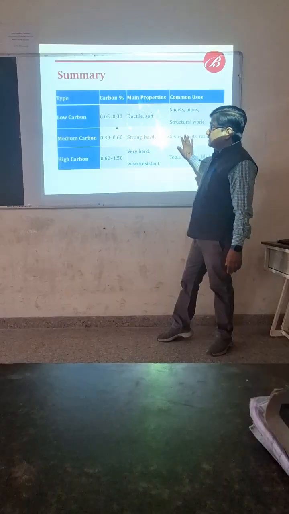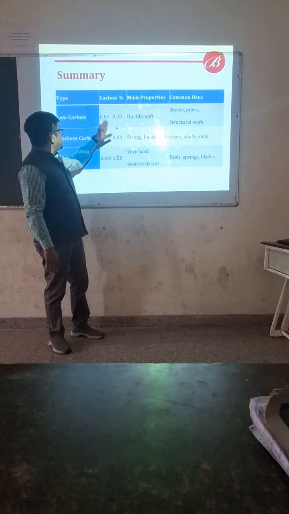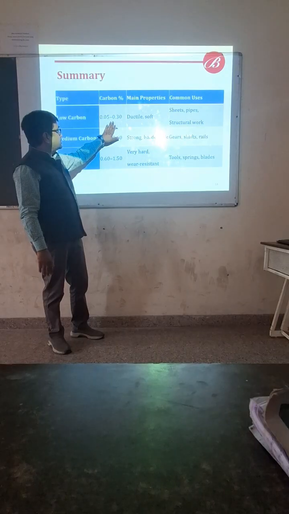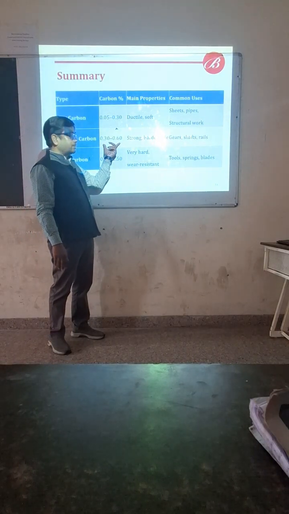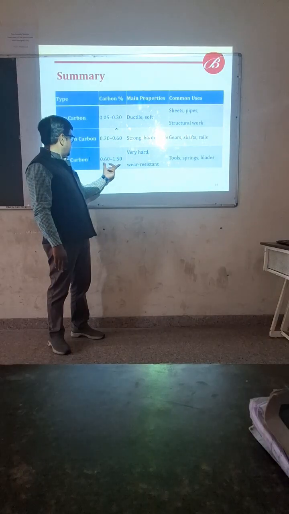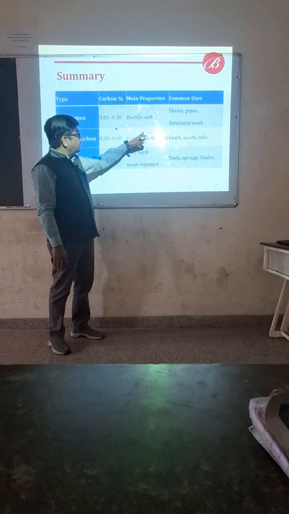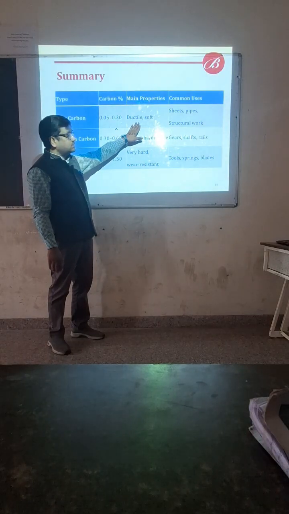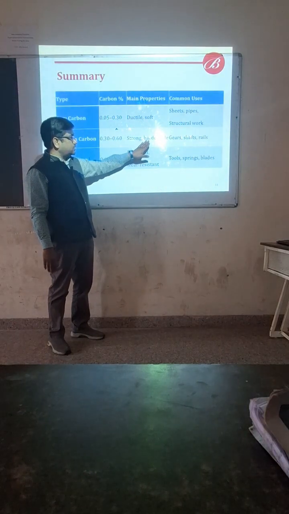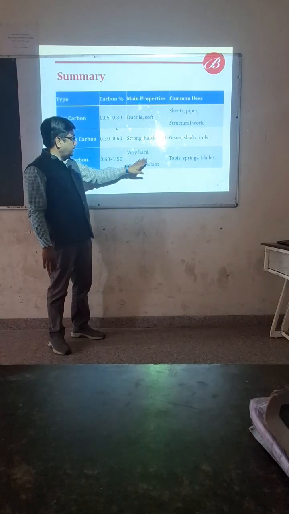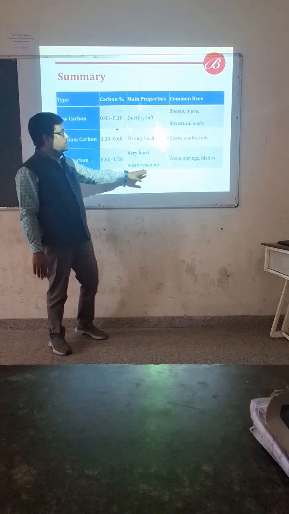This is basically the summary of this lecture. The carbon percentage in low carbon steel is 0.05 to 0.3, in medium carbon steel it is 0.3 to 0.6, and in high carbon steel it is 0.6 to 1.5. For the main properties, low carbon steel is ductile and soft, medium carbon steel is strong and hardenable, and high carbon steel is very hard with good wear resistance.